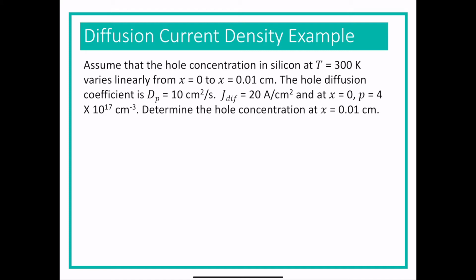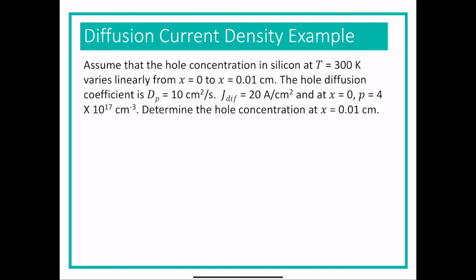It might and it might not. So we have an equation, sort of. We have hole concentration that's varying linearly, which is good, from 0 to 0.01 centimeters. And we know the diffusion coefficient for the hole, and we know the diffusion current density, and at x equals 0, we know the concentration of holes. And we want to have the hole concentration 0.01 centimeters away from that.